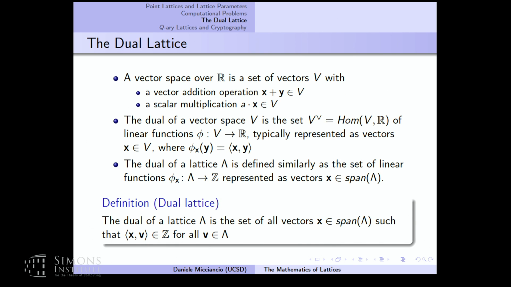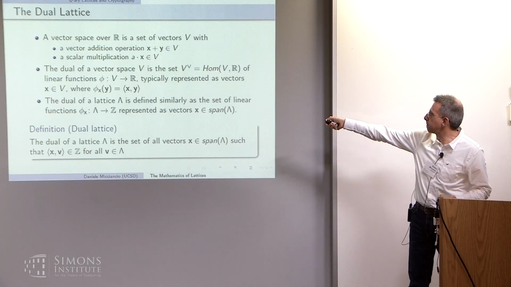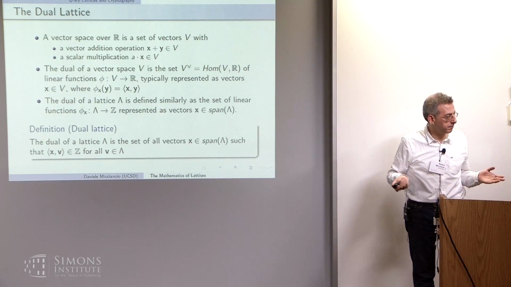Okay, so dual lattice. From an algebraic point of view, the dual lattice can be defined in a number of different ways. One way that I like to think of it is by analogy with vector spaces. Now a vector space over the real numbers is a set of vectors that is closed under addition and multiplication by scalars. You can multiply vectors by any real numbers when you have a vector space over the reals. And the dual of a vector space, usually denoted as V star, can be defined abstractly as the set of linear functions from the vector space to the real numbers.